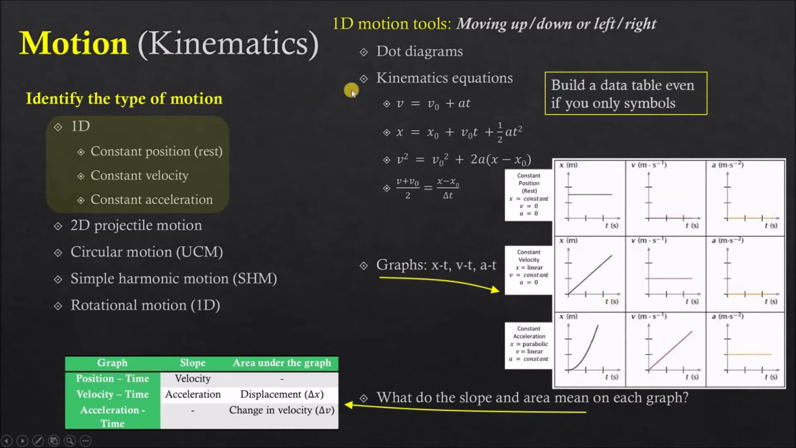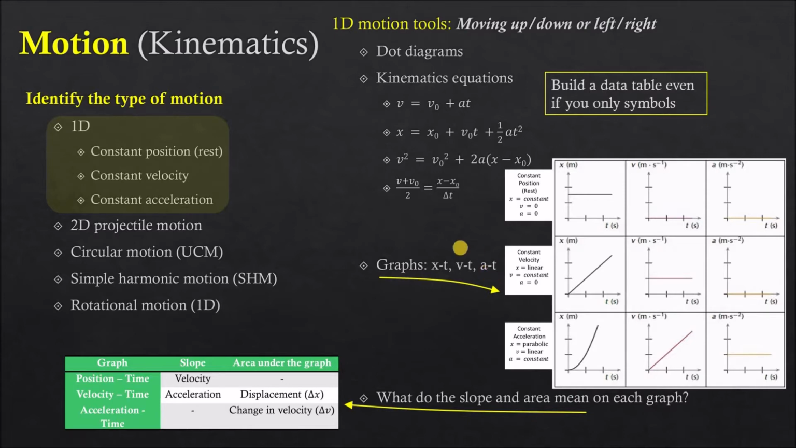So this slide is getting more and more complicated. We've already covered dot diagrams or motion diagrams. Remember, we're covering just one-dimensional motion. And remember, in one-dimensional motion, we have three major types of motion. We have constant position, where the object's at rest. We have constant velocity, where the object is moving at a constant rate, but not changing direction. And we have constant acceleration. We've already covered dot diagrams, and last video covered kinematics equations. So now we're covering graphs: x-t, or position-time graphs, v-t, velocity-time graphs, and a-t, acceleration-time graphs.